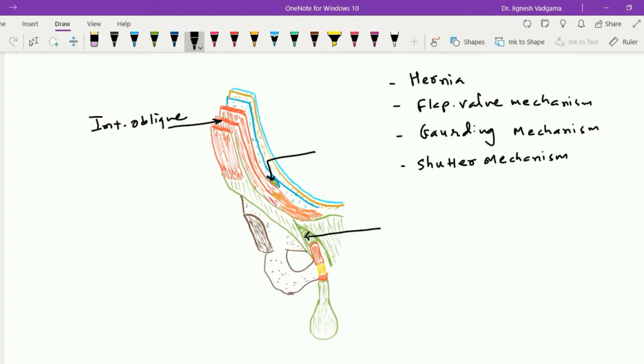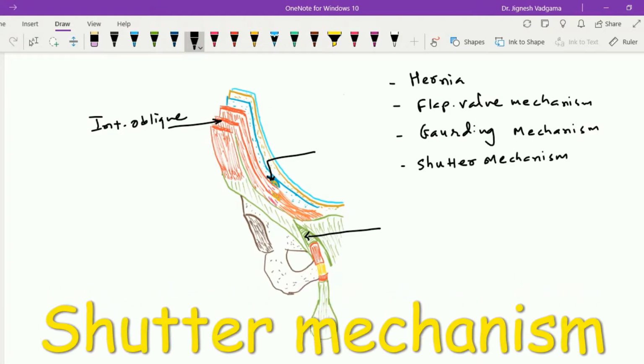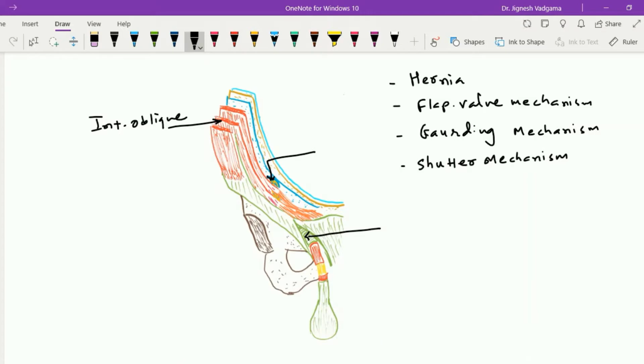As we already know, the internal oblique muscle is responsible for the formation of the anterior wall, roof as well as the posterior wall of the inguinal canal. So at the time of the contraction of the internal oblique muscle, the roof and the floor of the inguinal canal get obliterated by each other, and that will prevent the herniation of the abdominal content through the inguinal canal, and this mechanism is called the Sutter mechanism. The fourth defensive mechanism of the inguinal canal is the ball valve mechanism.